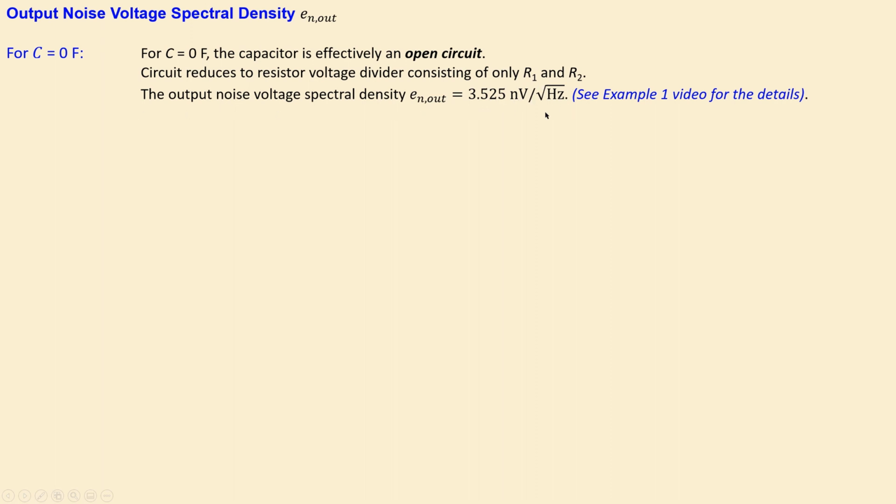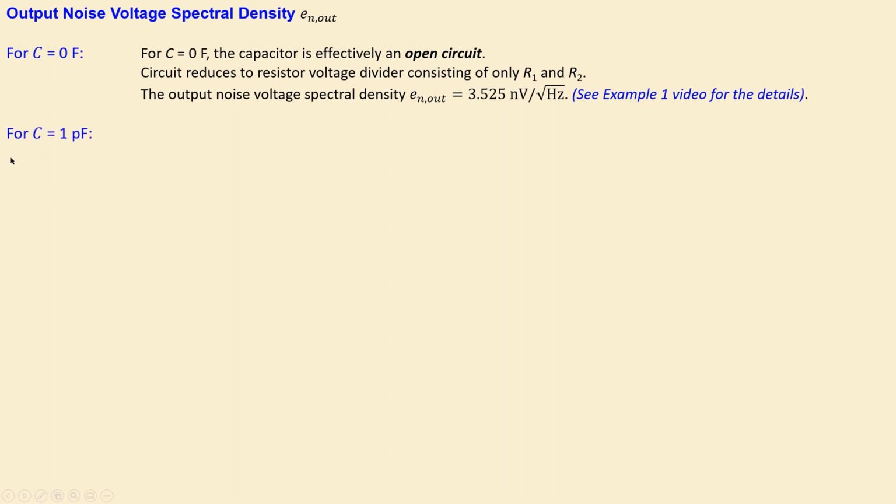We have done this in more detail already in example number 1 about a pure resistive circuit having only R1 and R2, where R1 was 1 kilo ohm and R2 was 3 kilo ohm. So you can look at example number 1 in the video series about noise analysis.